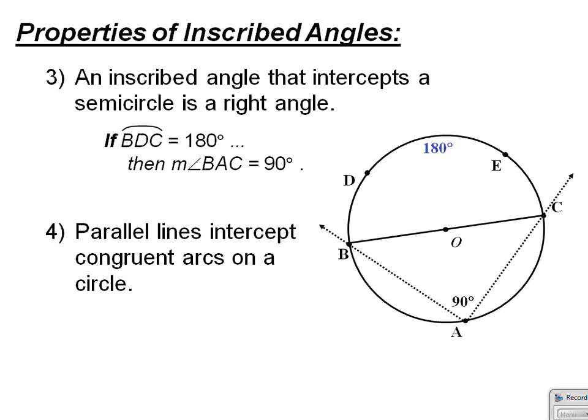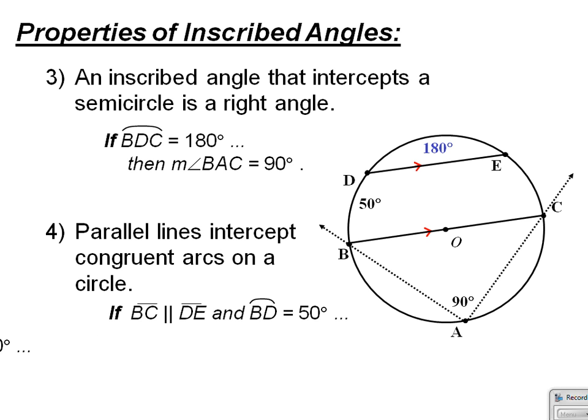Property 4. Parallel lines intercept congruent arcs on a circle. So for example, if we draw a line segment DE, which is parallel to segment BC, and we state that arc BD has a measure of 50 degrees, we can then conclude that the arc opposite arc BD, in this case arc CE, is also 50 degrees.